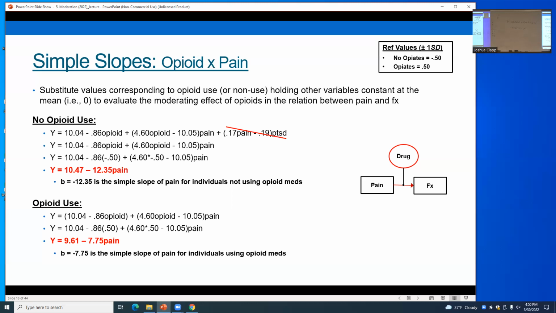And now I have to plug that in. And now I'm looking at this. This is the simple slope relation between x and y when pain is equal to 0. The 0 is not actually a real value on the scale, so that starts to mess with interpretations, right? This is why all this stuff kind of comes together.